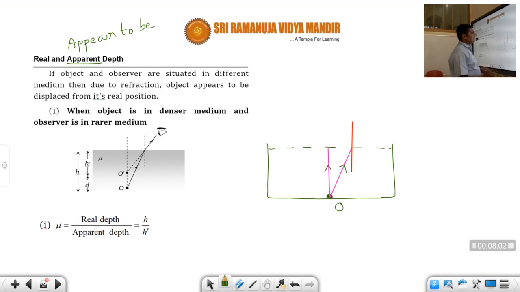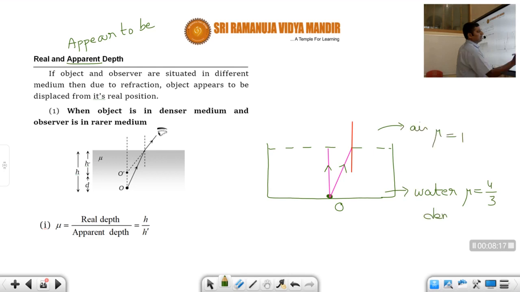Now here the ray is traveling from water. Water is denser, correct or not students? Because mu of water is how much students? 4/3. Whereas this is air. Air means mu is equal to 1. So this is called the denser medium, and this is called the rarer medium because mu is less. Mu of water is 1.33.